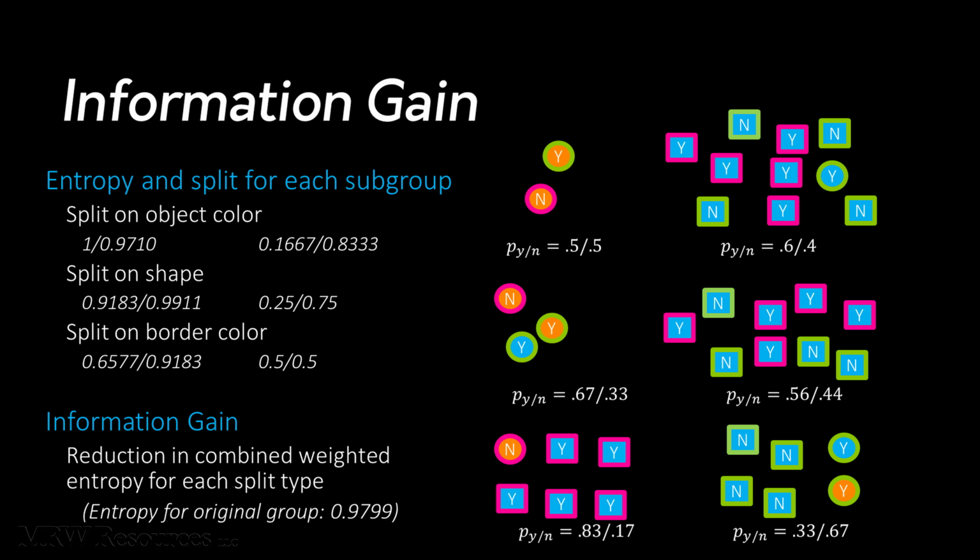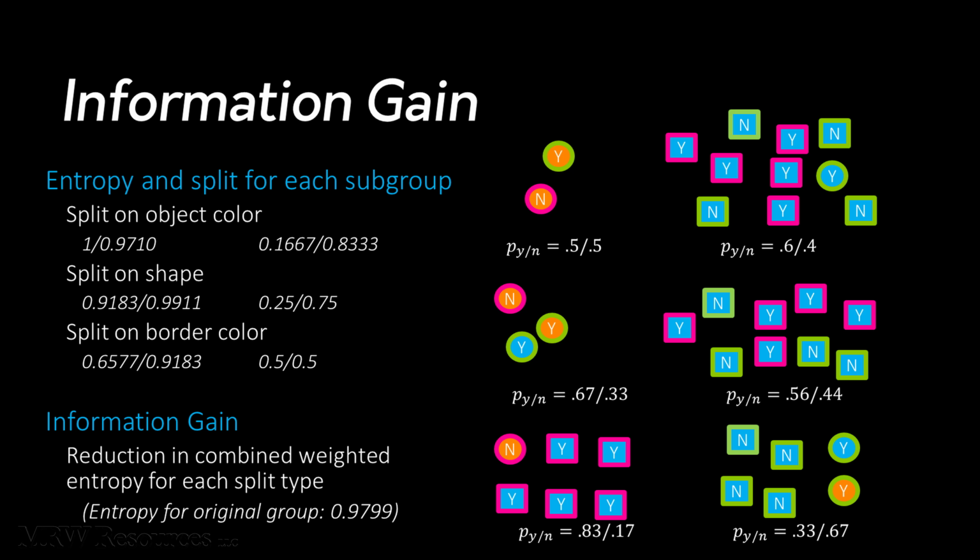We can split our data set three different ways. We can split it on the color of the object. Is it blue or orange? We can split on the shape of the object. Is it square or is it round? We can split on the color of the border. Is that border green or is it pink? And then we calculate for each of those subgroups the entropy. And we just work our way through it mechanically.